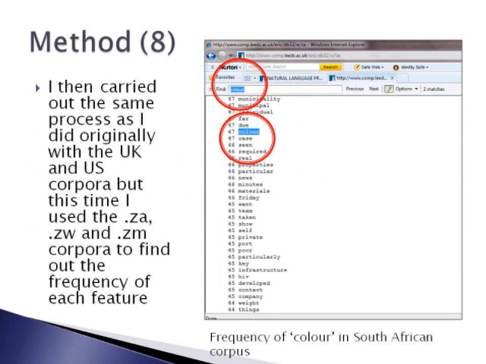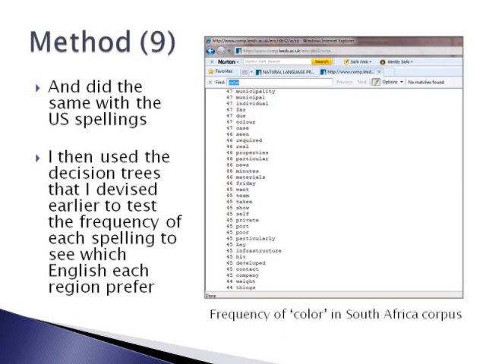I then carried out the same process as I did originally with the UK and US corpora, but this time I used the .ZA, .ZW, and .ZM corpora to find out the frequency of each feature in my chosen region. This image shows the frequency of COLOUR in the South African corpus. I then did the same with the US spellings. I used the decision trees that I devised earlier to test the frequency of each spelling to see which English each country prefers.